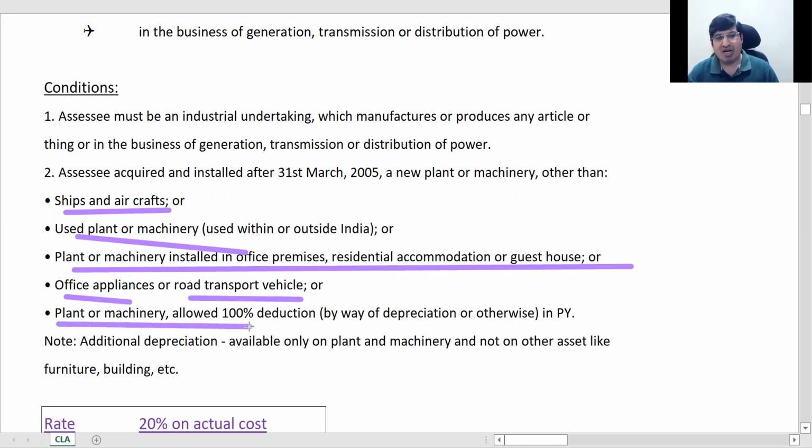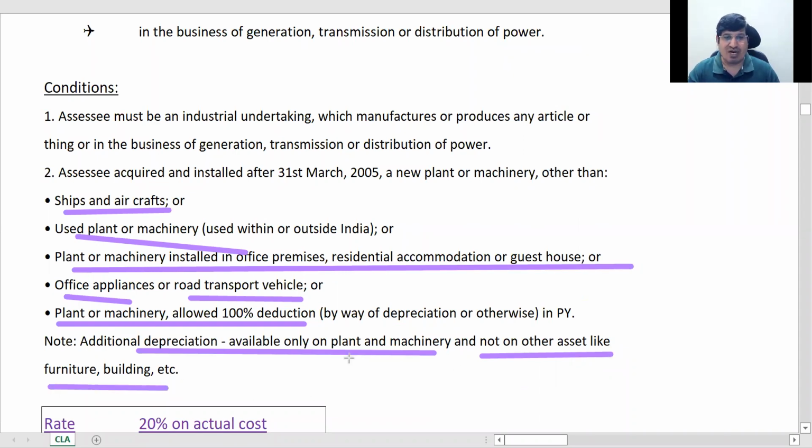Plant and machinery allowed 100% deduction in 1 year. ठीक है, और इसमें याद रखना है additional depreciation is available only on plant and machinery and not on any other. There are whatever other asset types are there, no? In that you won't get, be it intangible assets or be it furniture, building, you won't get. Okay, it's only on plant and machinery. So these are the conditions basically of additional depreciation.